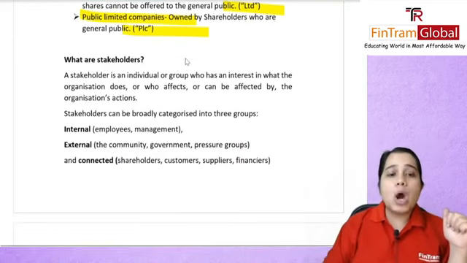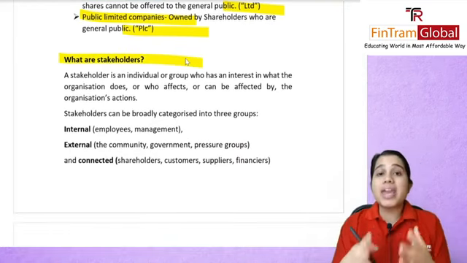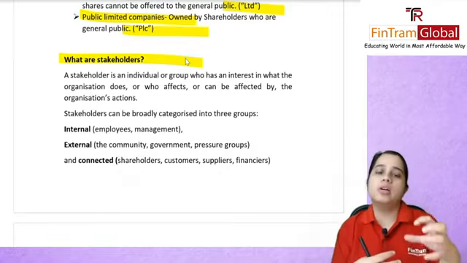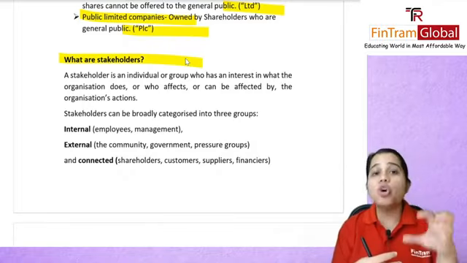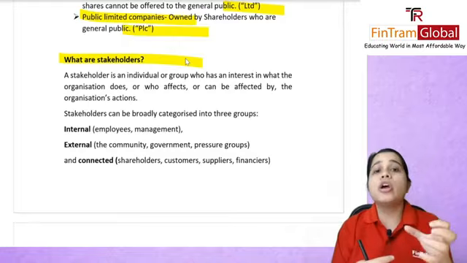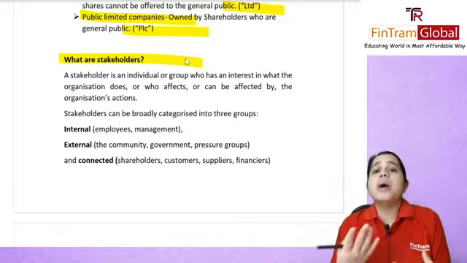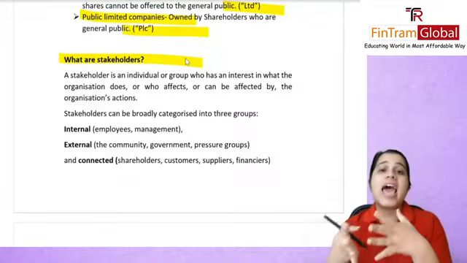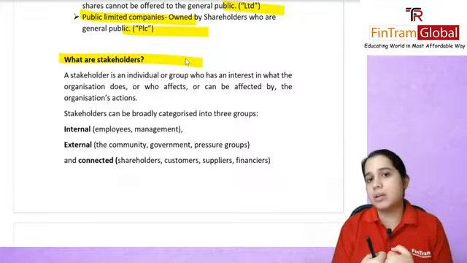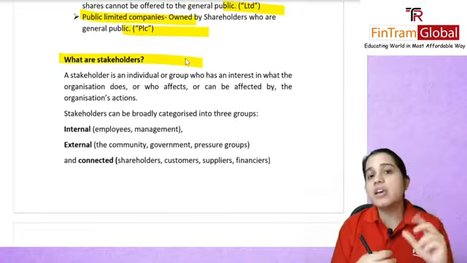Next, we had talked about what a stakeholder is. If you remember, we had covered that a stakeholder was an individual or a group who will have some sort of an interest in how the company is doing, or they can be affected by any activity of the company. So there were three categories here, if you remember.